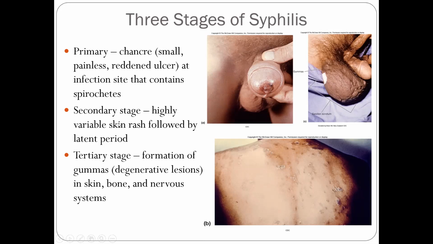The second stage involves the whole body. You will see, like in picture B, the whole body has a rash. It's a variable skin rash, followed by the latent period. So that's called gumma. Actually, the third stage has the gumma, but I tell you, the second stage has a rash.